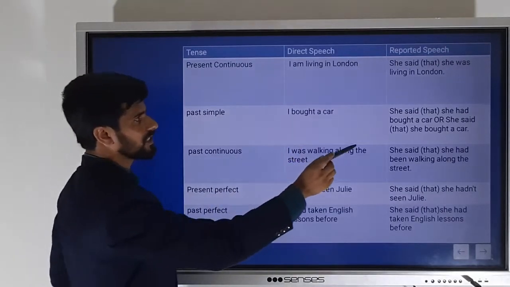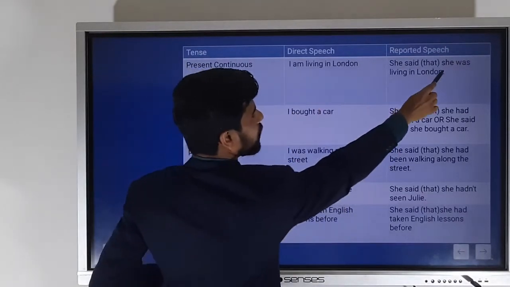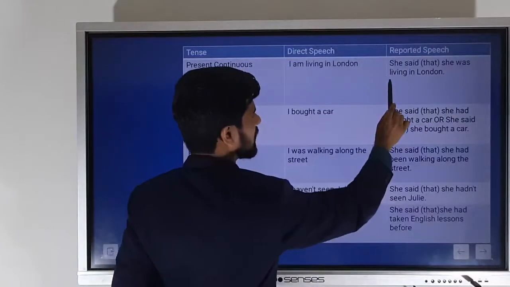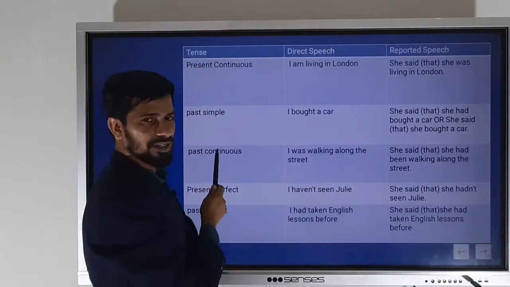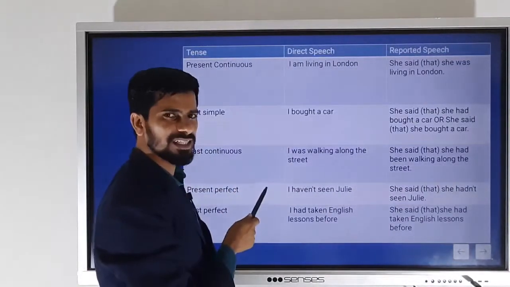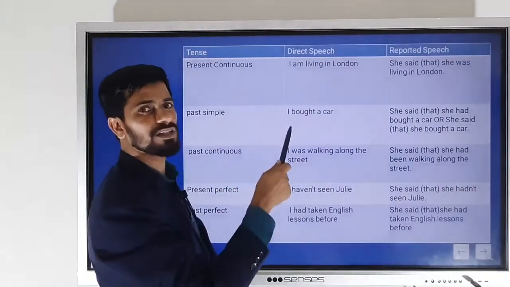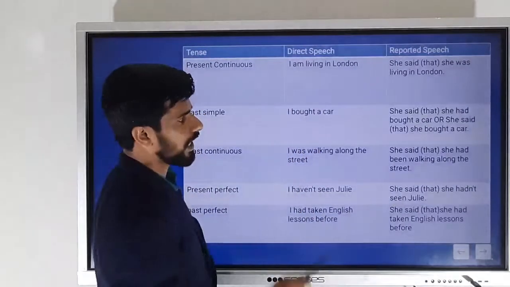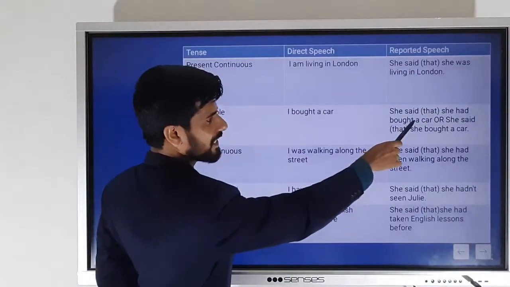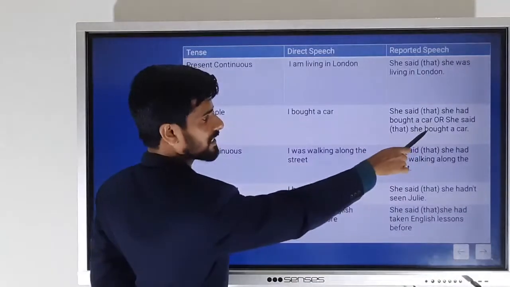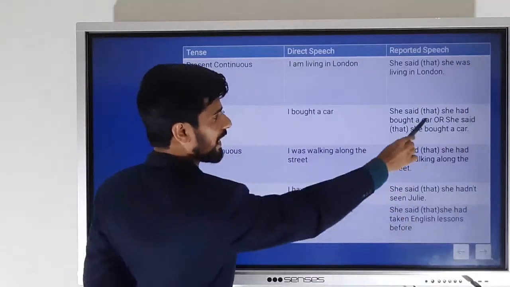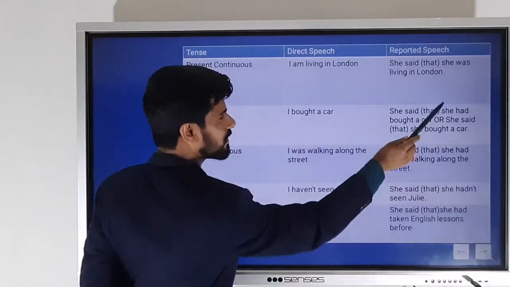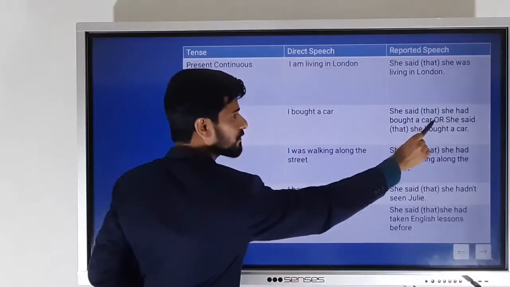So you notice the changes, right? Am became was. Am is the present form, right? So it has become was, and living in London. Simple past: if it is already simple past, what happens? It will be converted into past perfect. I bought a car. She said that she had bought a car, or she said that she bought a car. So she had bought a car is normally used, right? And this one is also right, but in the normal case, the first form is used.